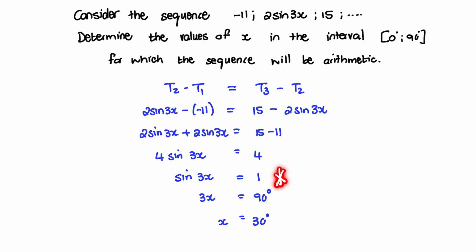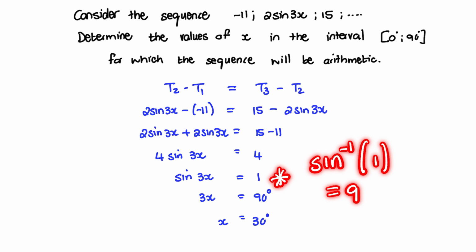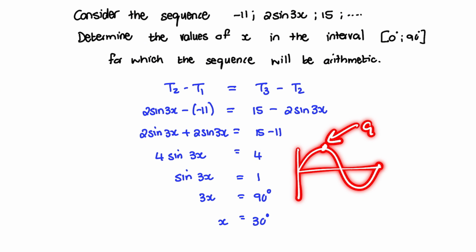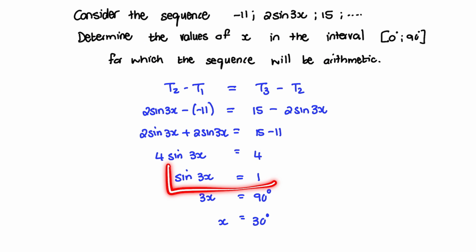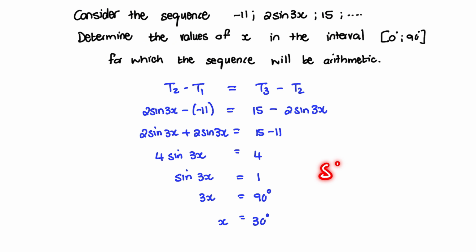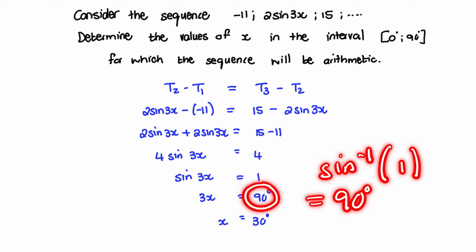Now, if you want to, you can use your calculator and say sine inverse of 1, and you'll have the reference angle of 90 degrees. Alternatively, you can ask yourself, where is the sine function equal to 1? And that happens at 90 degrees. I think the safest way to move forward from here is to use your calculator. So you will press shift and then sine and then enter in the 1. And that will give you the reference angle of 90 degrees.